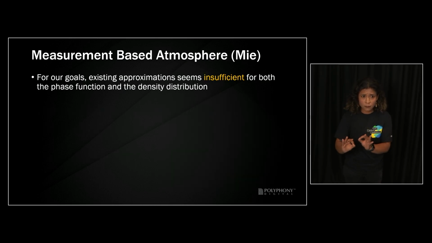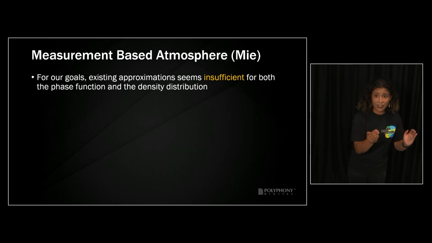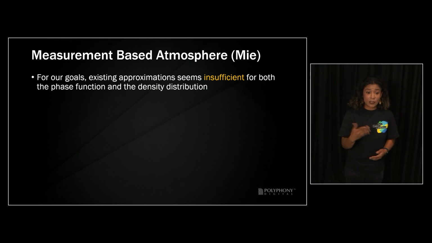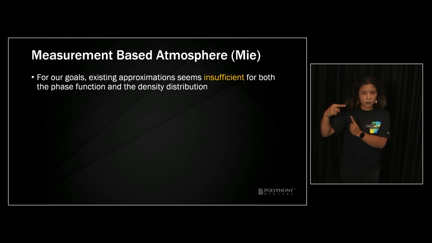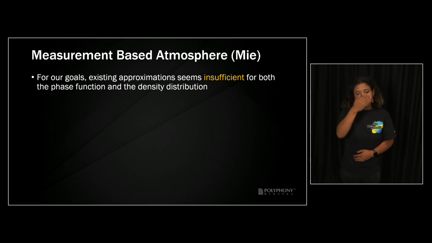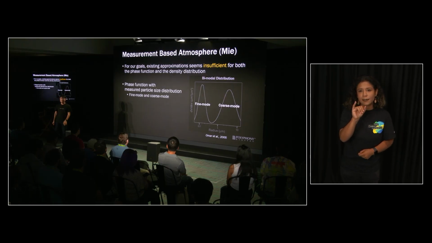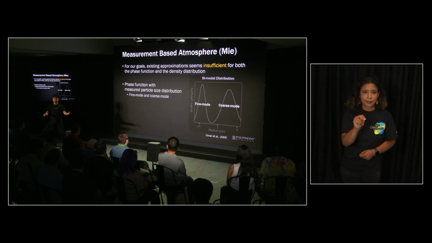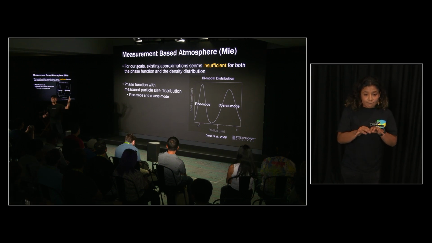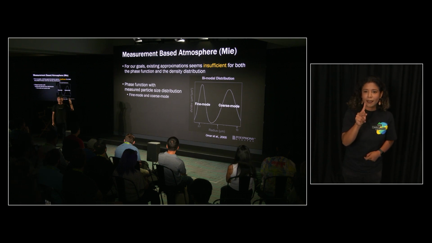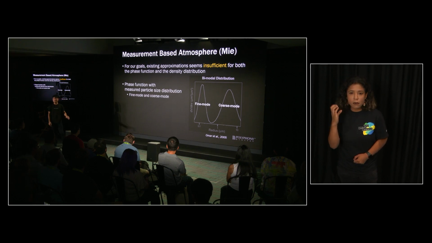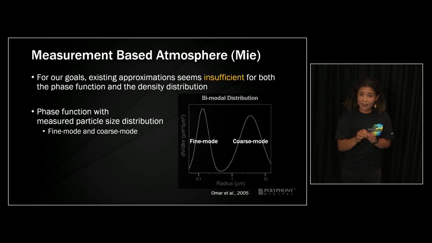For Mie scattering, on the other hand, existing approximations seem insufficient for both the phase function and the density distributions to achieve our goals. This is mainly due to the complexity of the particle size distribution. In reality, the particle size distribution of Mie scattering has two peaks. One is the fine mode, and the other is the coarse mode. This affects the phase function.